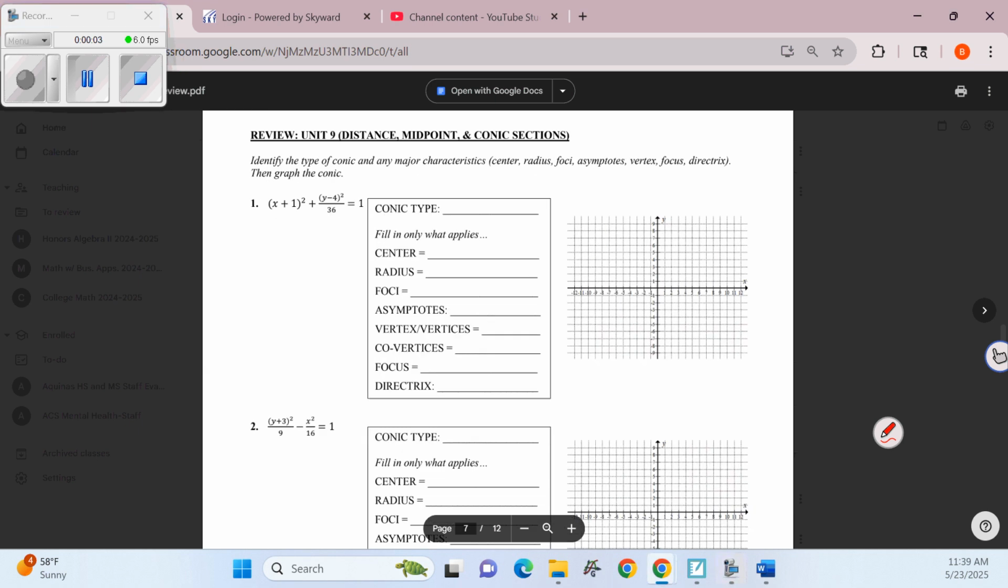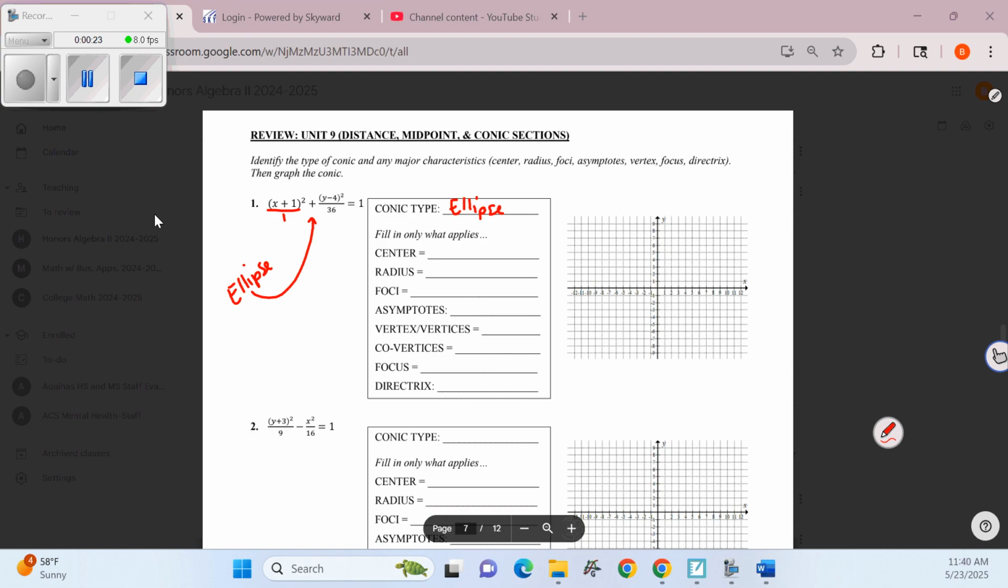So for our Unit 9, let's start with our graphing. The first thing to be able to do is to recognize what we're graphing. So the fact that this is a plus sign in the middle, and we've got a different denominator for each one, tells me that we're talking about an ellipse here. Right, so we're going to say ellipse.